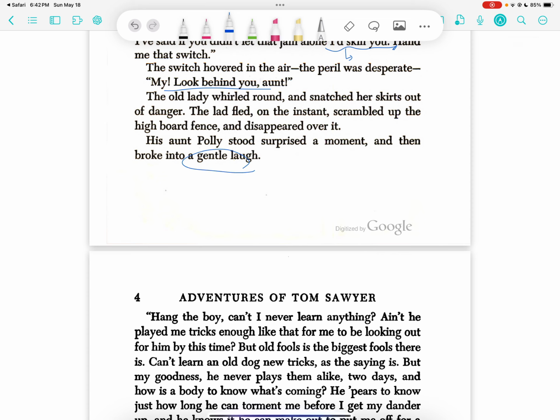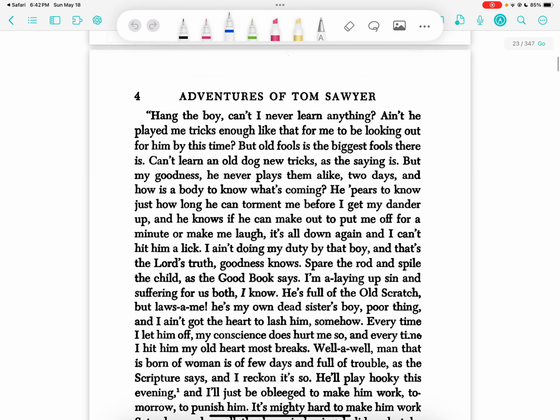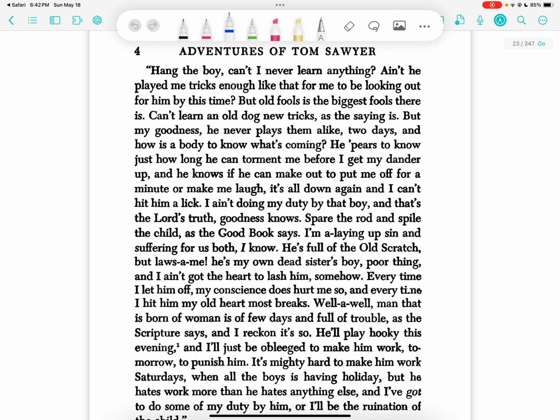And so the aunt seems like a really, really kind person. I think she was worried about where the boy was, and then she seems really good humored. "Hey, the boy, can't I never learn anything? Ain't he played me tricks enough like that for me to be looking out for him by this time? Old fools is the biggest fools there is. Can't learn an old dog new tricks, as the saying is."